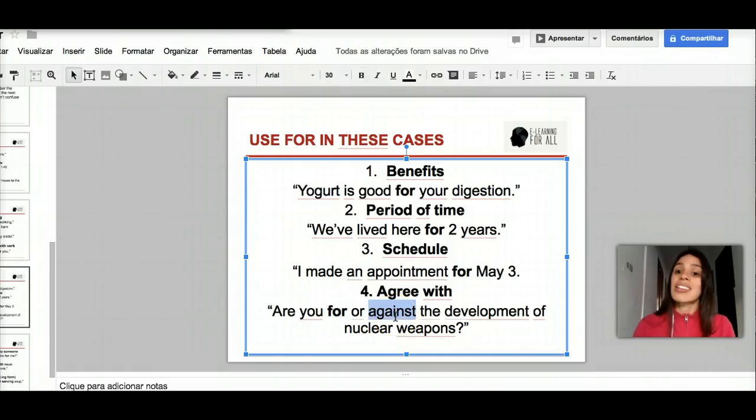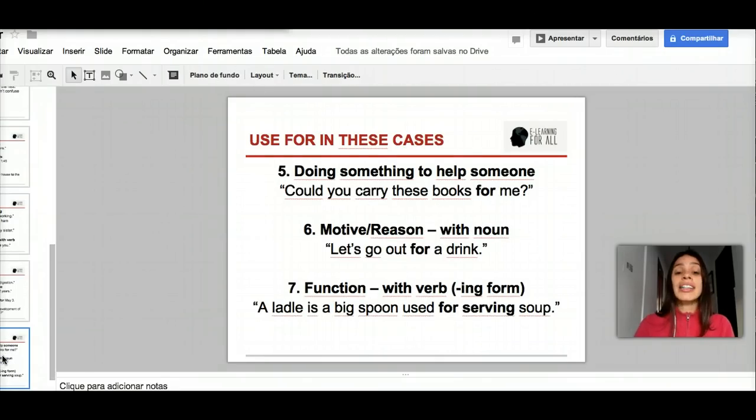Are you against? Yes? Can you understand that? For is when you agree with it, and against is when you disagree. Okay? Are you for or against the development of nuclear weapons? What is your opinion? Do you agree or do you disagree with that? Okay, perfect. And the last one, the last slide, we're going to see doing something to help someone.